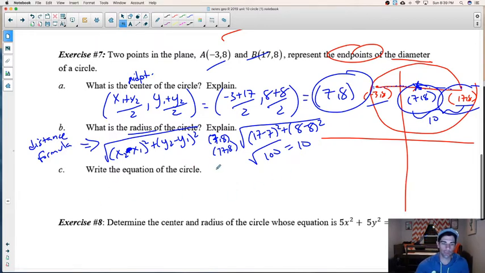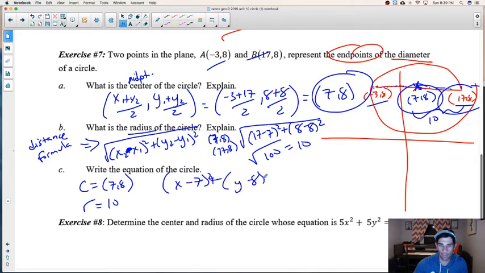Write the equation of the circle. Well, for the equation of the circle, I would need the center, which is 7 and 8. I would need the radius, which is 10. I change the signs. So I have x minus 7 squared plus y minus 8 squared equals 10 squared. And remember, again, you could always just say equals 100 if you do 10 squared.